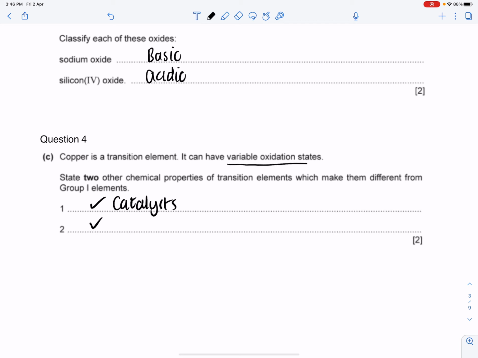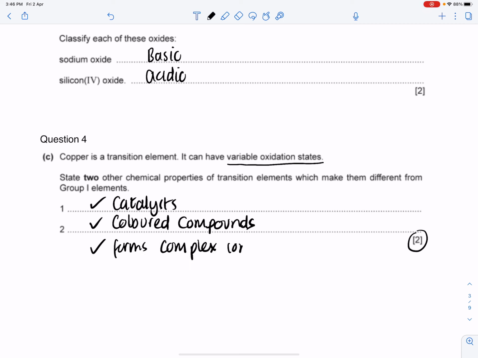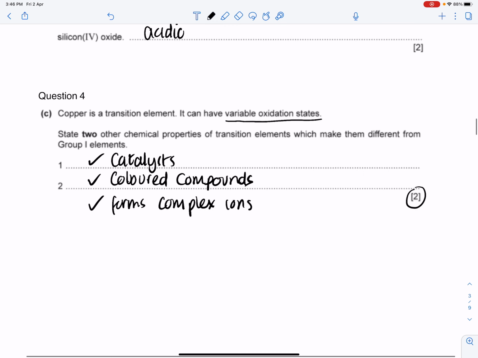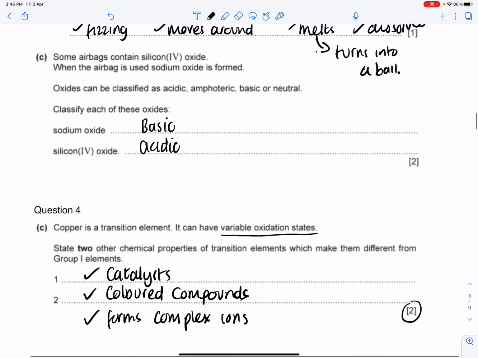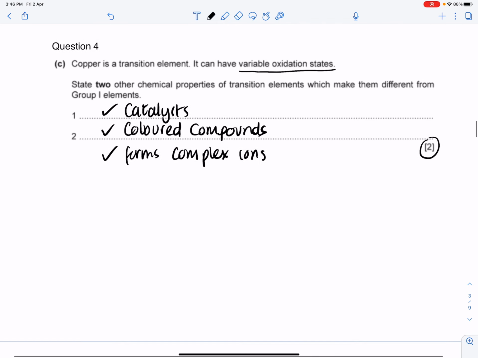We've got variable oxidation states up here. We could have coloured compounds. We've already got the 2 marks, so we don't need to add anything else. But we could also say forms complex ions as well. Okay, so that's question 3 and question 4 done.